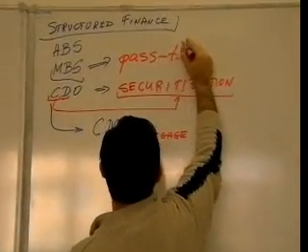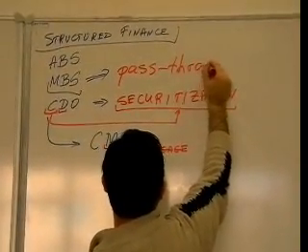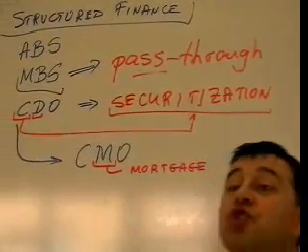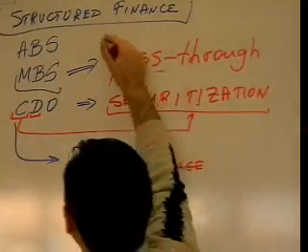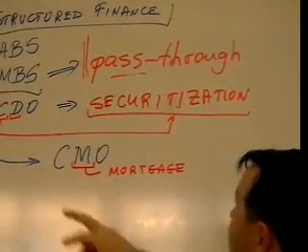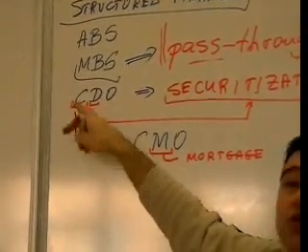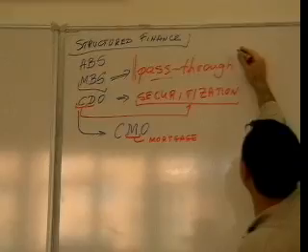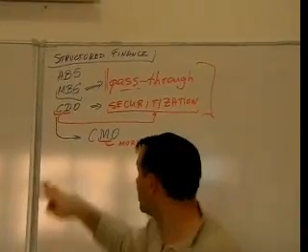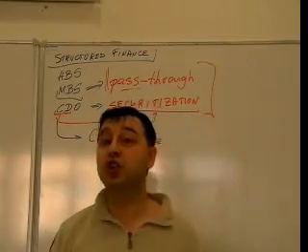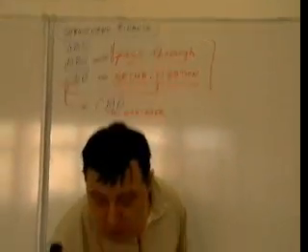pass-through. So, the MBS and generally the ABS are pass-through securities, and these, with the CDOs, CMOs, CLOs, etc., are securitized. And when I finish this list, I will be explaining the difference between these two. Alright, so what's the next one?